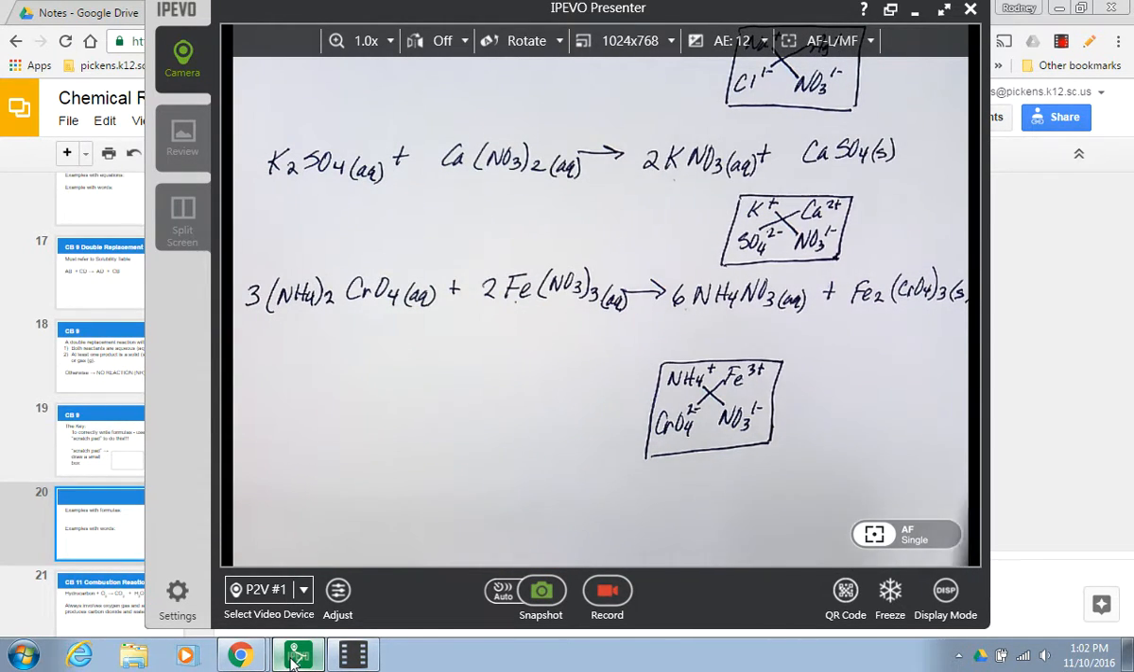And then for our chromates, well, we've got 3 chromates here. 3 times 1 is 3 chromates there. So now it is okay. It's balanced out just fine. All right. Let's do another one.